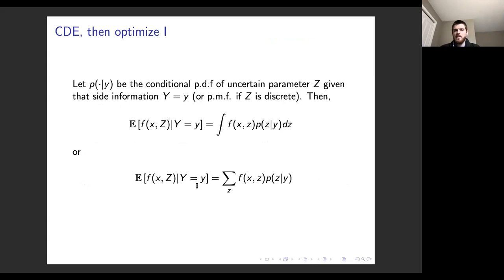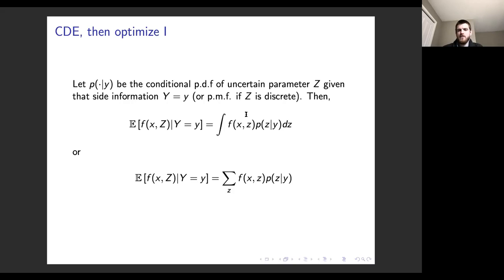So the idea behind conditional density estimation, then optimize, is pretty similar to predict, then optimize. But here, instead of doing a point prediction, we're going to try to estimate the entire conditional density. So if we let P given Y be the conditional PDF of our uncertain parameter, given that the side information took the value Y, then this conditional expectation takes the form of this integral. That's basically the definition of the conditional PDF.